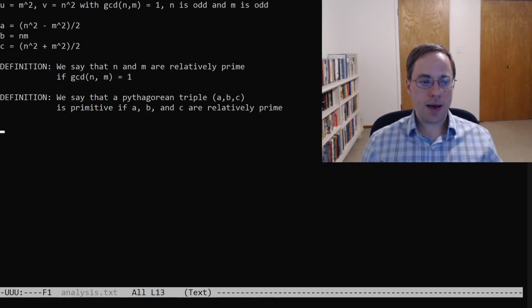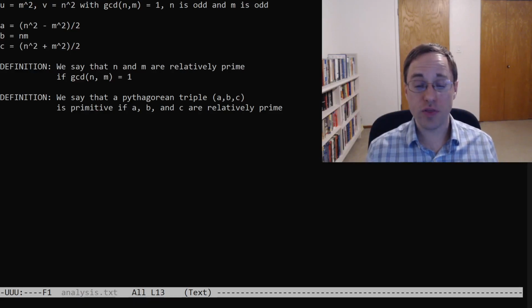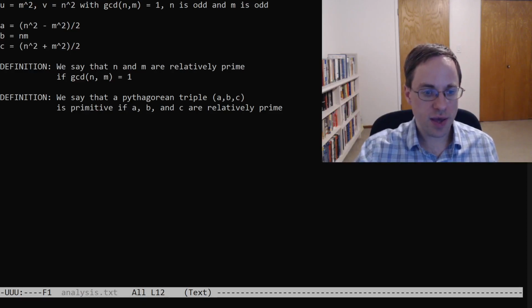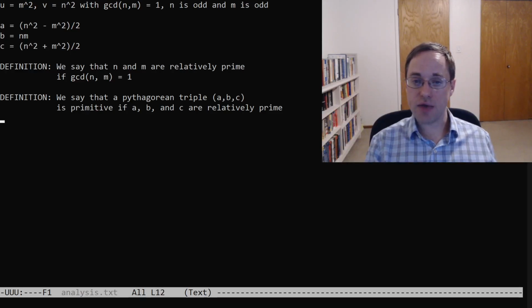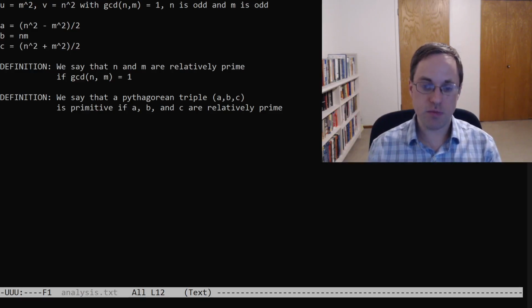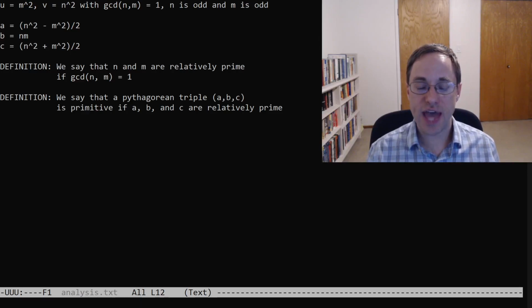Okay, now obviously we don't want just the primitive Pythagorean triples. We want all of the Pythagorean triples. And so our original procedure here will not be quite adequate. Fortunately, we can get all the Pythagorean triples from the primitive Pythagorean triples just by scaling them by the natural numbers.